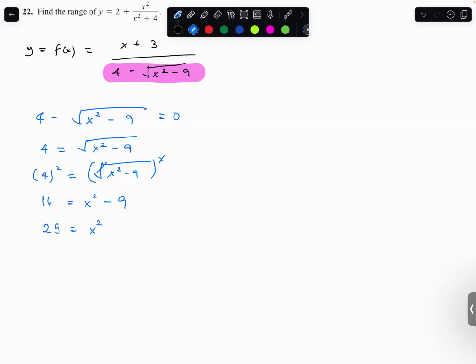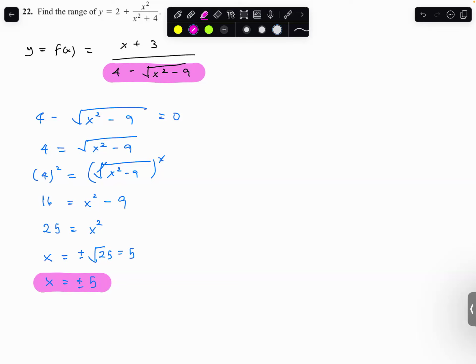Now, if we take the square root of both sides, we have x equals plus or minus the square root of 25, which equals 5. So we have x equals plus or minus 5. Now, this is a special point in our domain because this point is not in the domain of our function. Why? Because this is a point which will make the denominator equal to 0, right? So we cannot have 5 or minus 5 in the domain of this function.